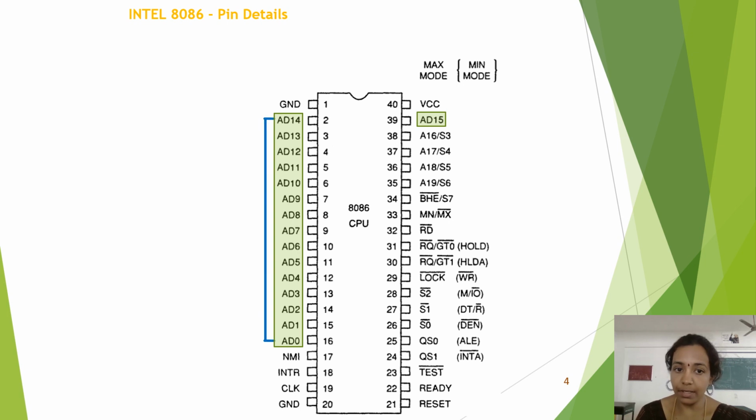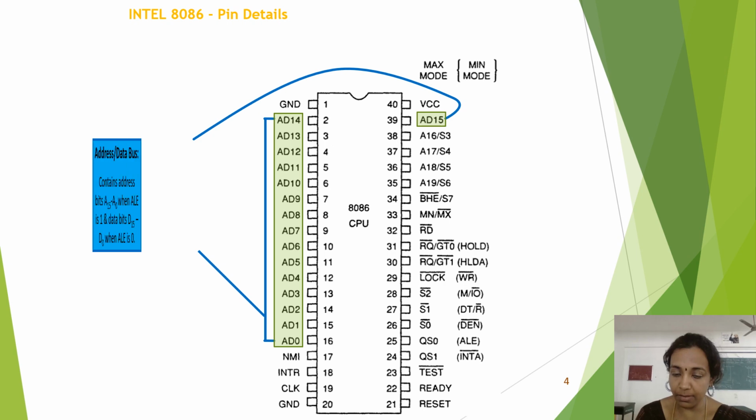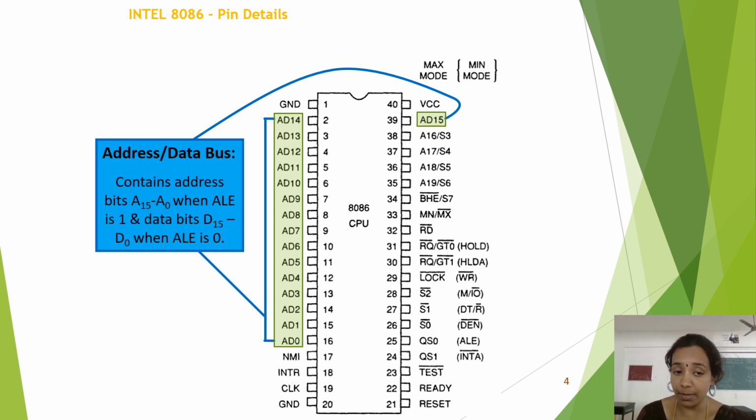As I told already, pin number 2 to 16 will be used as the address bus and also the data bus, where the address signals will be traveling and also the data signals will be traveling. Pin number 39 is also the address bus and the data bus. This particularly contains address bits A0 to A15 when address latch enable is 1, and the data bits from D15 to D0 when the address latch enable is 0.